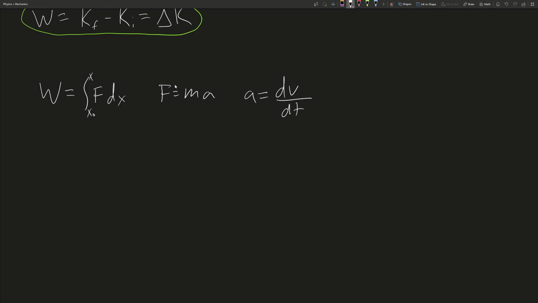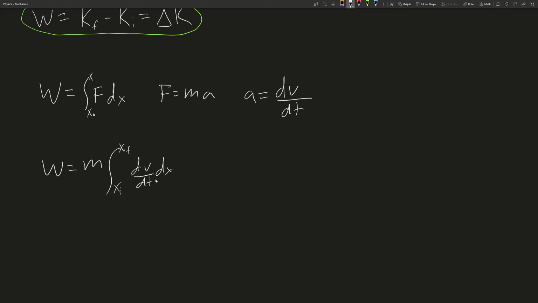Now, we assume that mass is constant in this case, and we can rewrite this as work is equal to mass times the integral. I'm going to change the subscript initial distance to xi, and then xf here. So these being the same thing though. So mass times the integral of dv/dt times dx here.